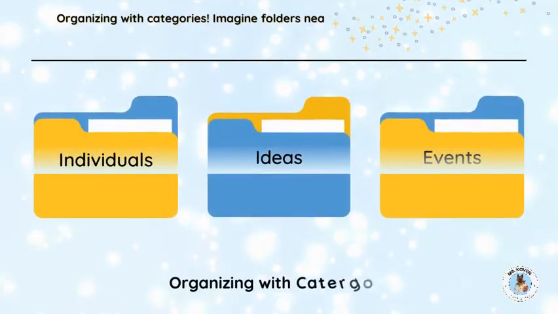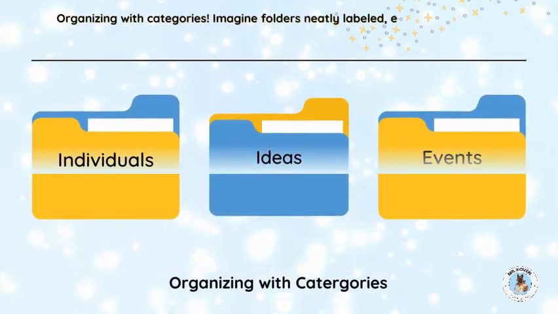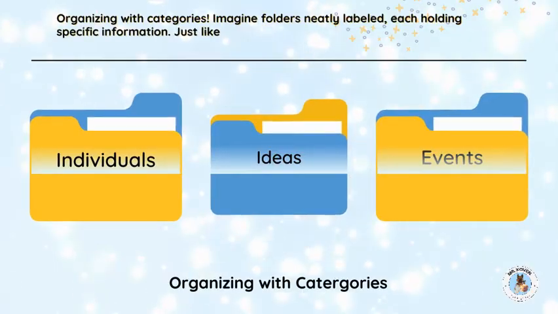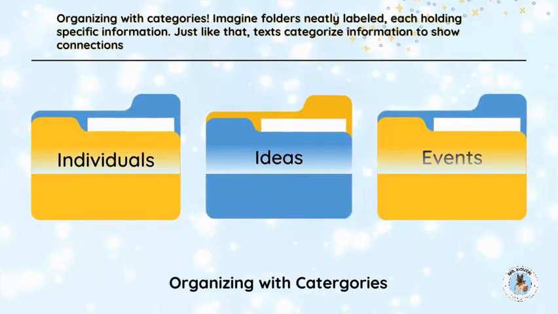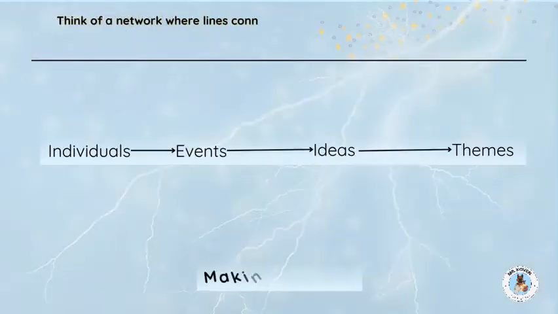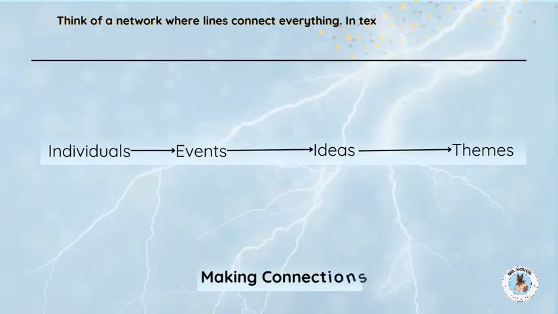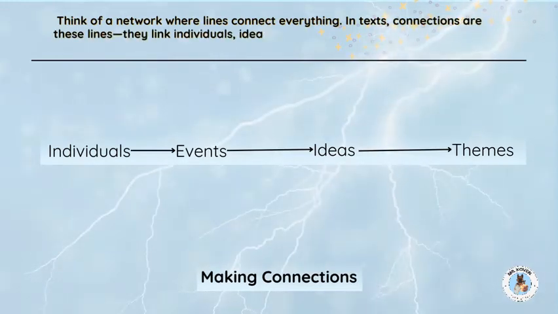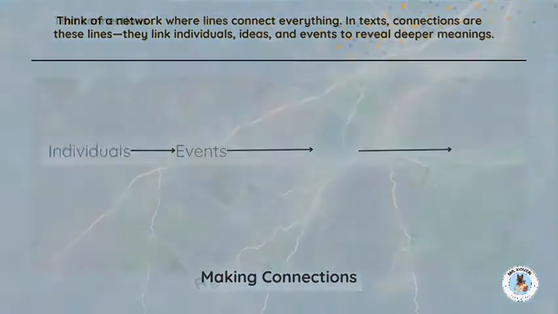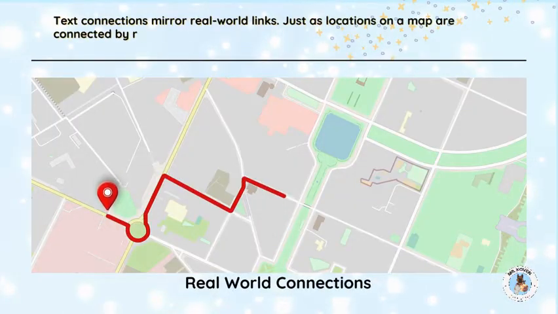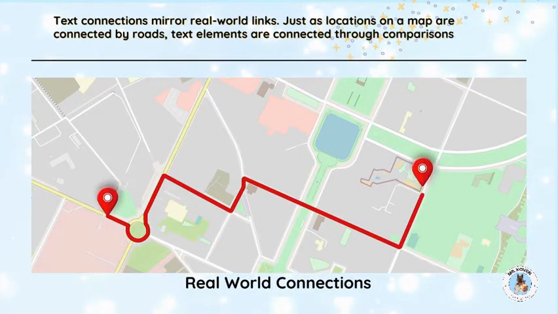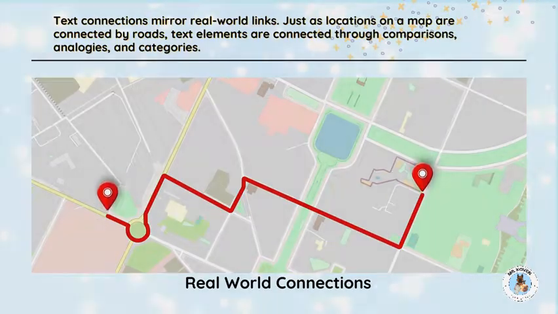Organizing with categories. Imagine folders neatly labeled, each holding specific information. Just like that, texts categorize information to show connections and distinctions. Think of a network where lines connect everything. In texts, connections are these lines. They link individuals, ideas, and events to reveal deeper meanings. Text connections mirror real-world links. Just as locations on a map are connected by roads, text elements are connected through comparisons, analogies, and categories.